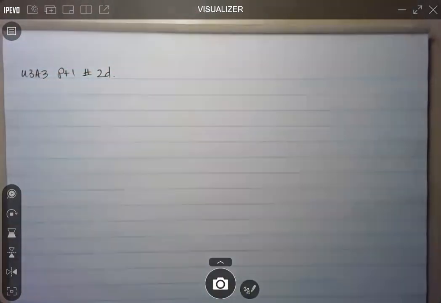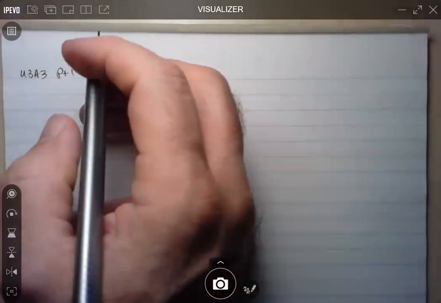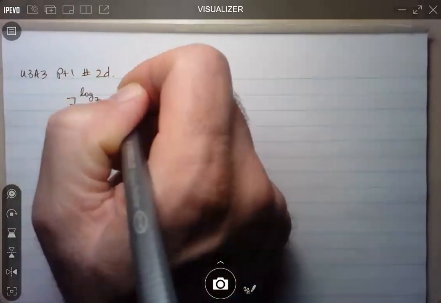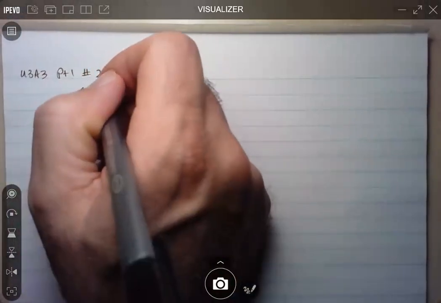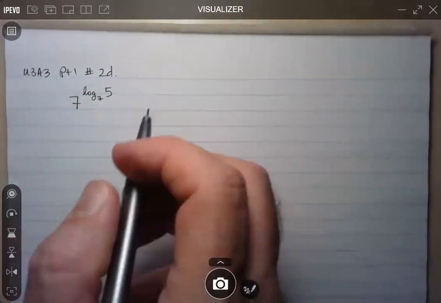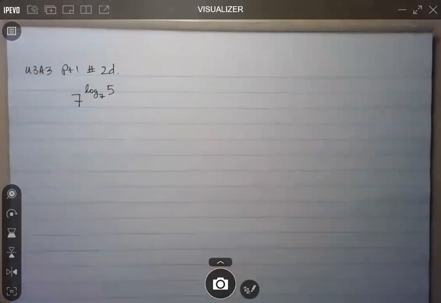All right, let's see what 2D is asking for. It is asking us to evaluate each of these. So it's 7 to the log base 7 of 5. I guess they're written a little funny there because of the typesetting. So writing it nice and big hopefully will help us take a look at this.